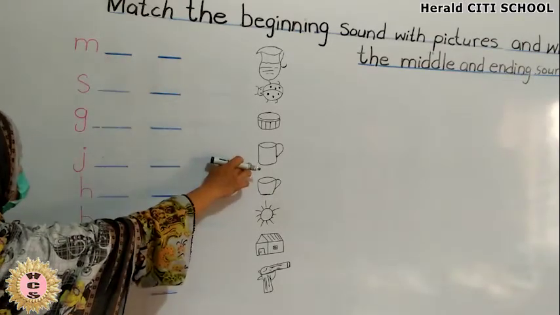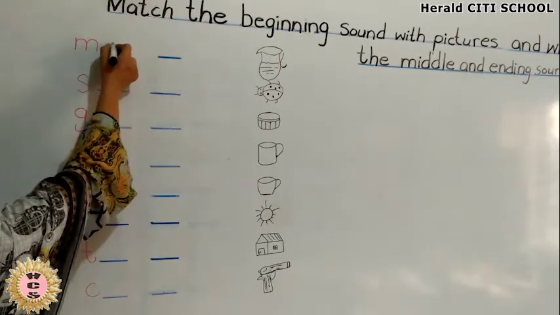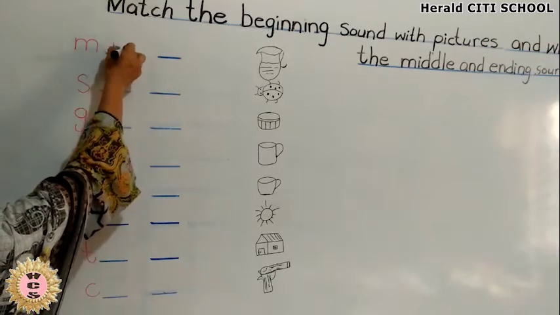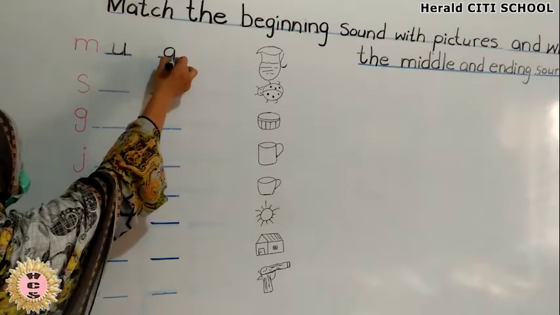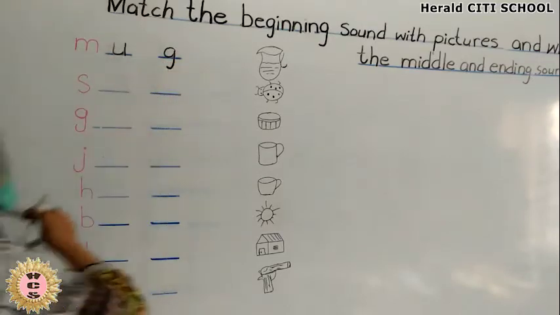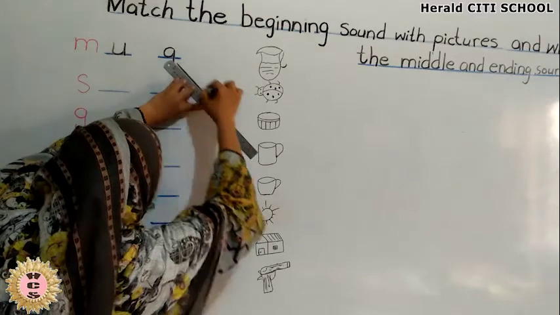This picture starts from the sound of M. And what is the spelling of mug? M-U-G, mug. And now we will match the word to the picture.